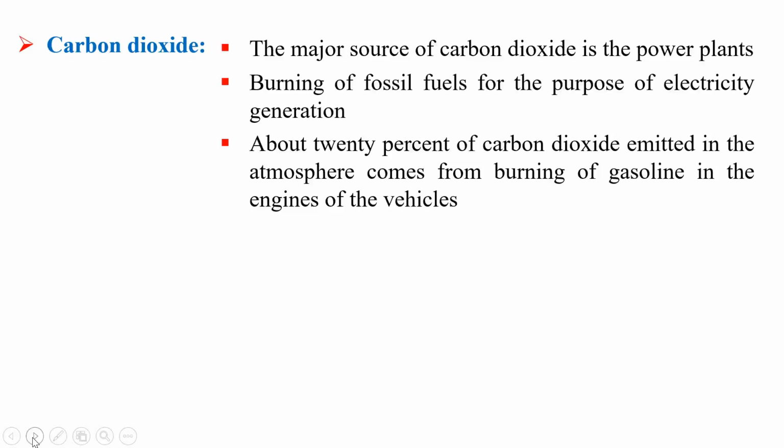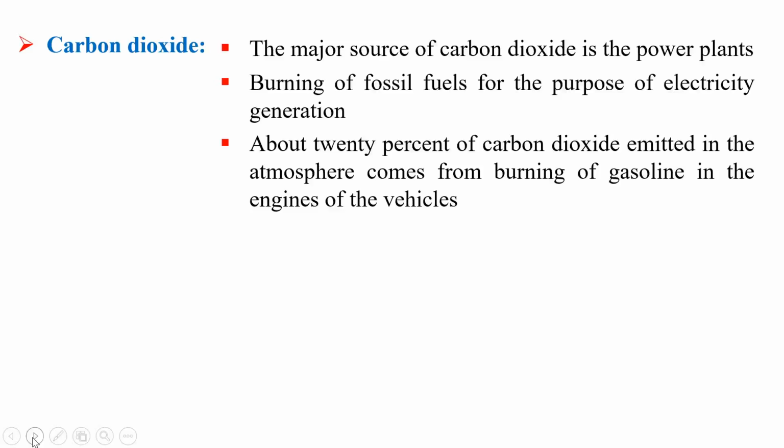The first one is the major source of carbon dioxide, which is the power plants. Carbon dioxide is generated through power plants, and the next one is the burning of fossil fuels for electricity generation. When fossil fuels are burned for electricity generation, they produce carbon dioxide on a large scale.